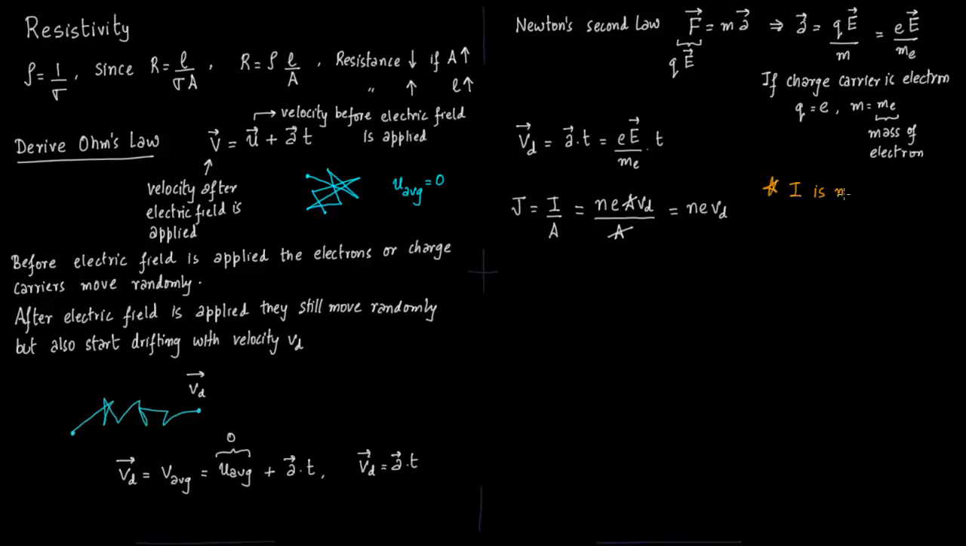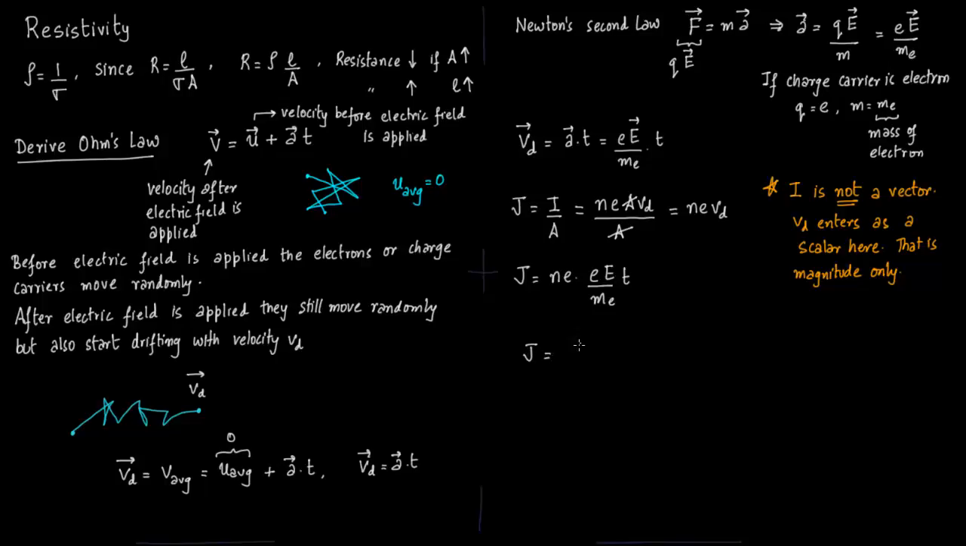So first you notice that this current I is not a vector. So the Vd we plug in here is not velocity as a vector, but as a scalar. So you just enter the magnitude of the Vd vector. So if you enter the magnitude of Vd, you will have to take the magnitude of the electric field also. So you get J is equal to n e times e times capital E divided by mass of electron, into time.